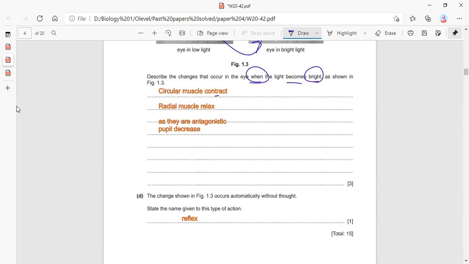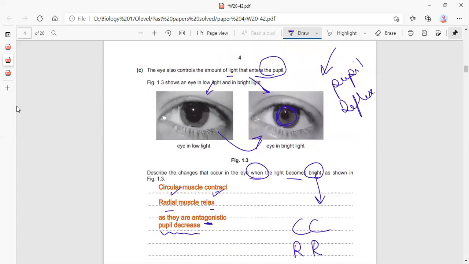هنا بنقول ايه؟ في البرايت سي سي، السيركلر ماسل كونتراكت. طب والراديال هتبقى عكسها ريلاكس. ليه؟ عشان دول انتاجونيستك، they are antagonistic muscles. وبما ان الموضوع ده بيحصل ال pupil size decreases. ال size of the pupil اللي هو ال black hole ده هيقل.